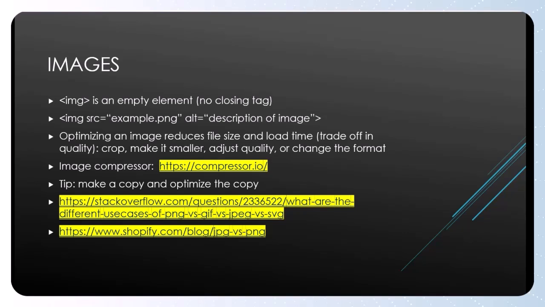Another thing you can do is optimize an image to reduce the file size or load time. There may be a trade-off in quality on that. A tip is to always make a copy of the picture first and then optimize the copy, so you still have the original. You can crop it, make it smaller, adjust the quality, or change the format so that it loads faster. That's important for customers, people using the site, who will like faster load times.